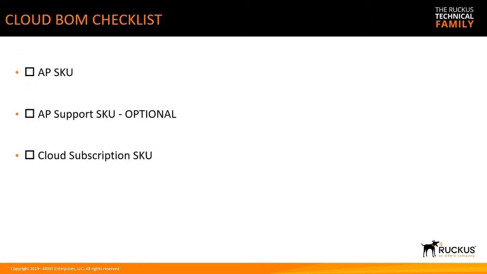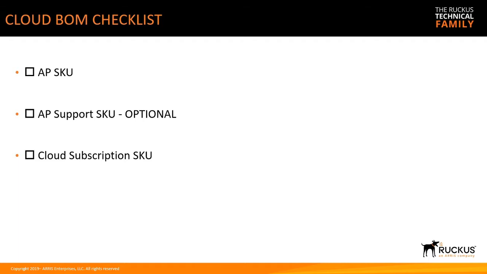The bill of material checklist is very, very simple for cloud. You have your AP SKU, and the AP SKU could start with 901 or 9U1. So you could use Unleashed APs, or you could use our standard APs. It doesn't really matter with cloud. Cloud will convert them to the appropriate type. That's a cool thing with cloud: it doesn't matter how you purchase those in the first place. We'll convert them. And then an AP support SKU, which is optional.